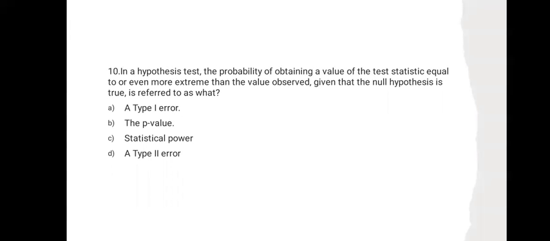In a hypothesis test, the probability of obtaining a value of a test statistic equal to or even more extreme than the value observed, given that the null hypothesis is true, is referred to as what? I've already given an MCQ on this, so the option would be clear. That is the p-value, the probability of a test statistic equal to or more extreme than the observed value when the null hypothesis is true.